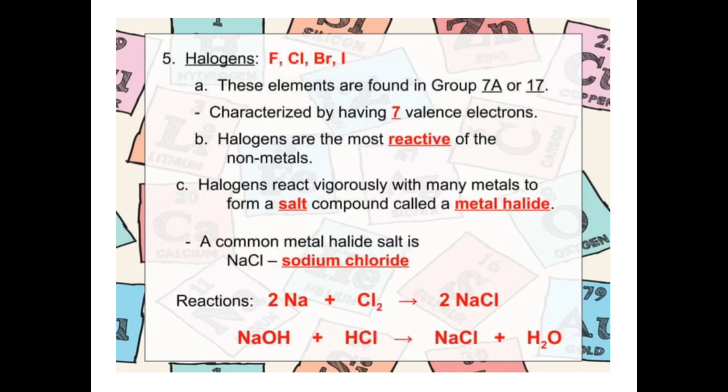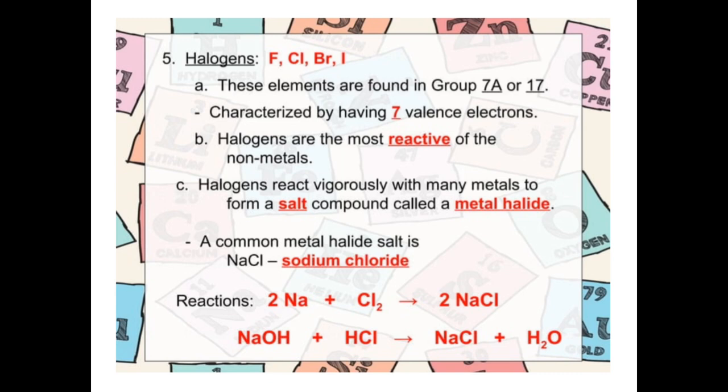Another one is halogens. The halogens are found in group 7A or group 17. They have 7 valence electrons. They are the most reactive of the non-metals because they have high electronegativity values. In fact, fluorine is the most electronegative element.